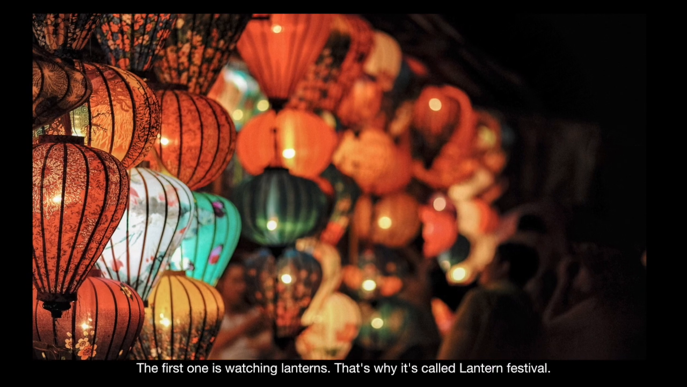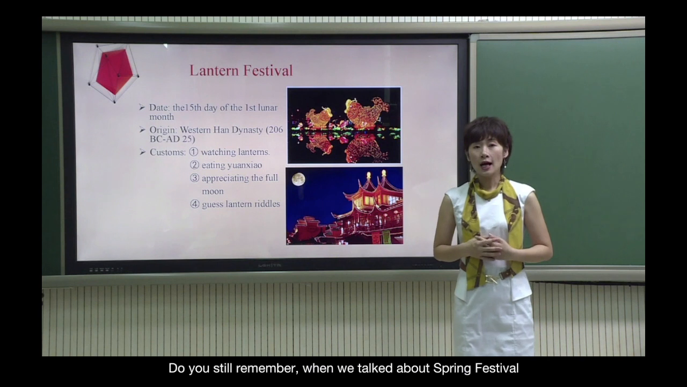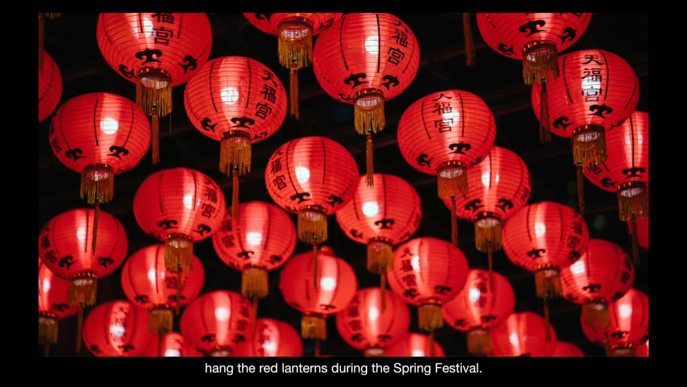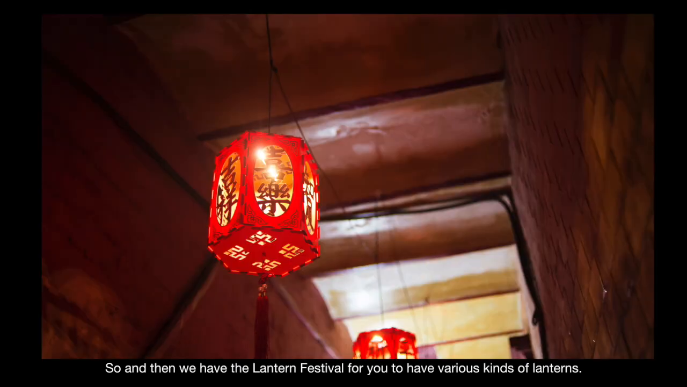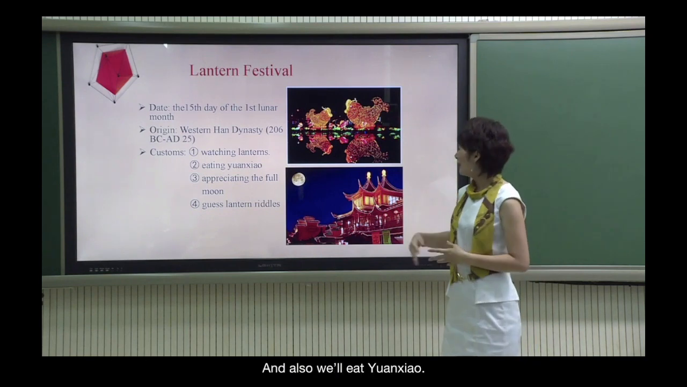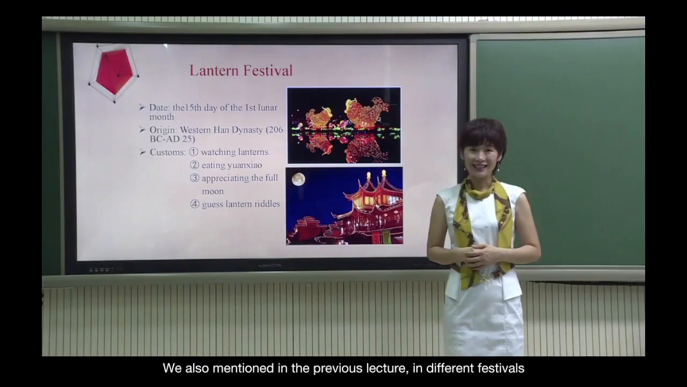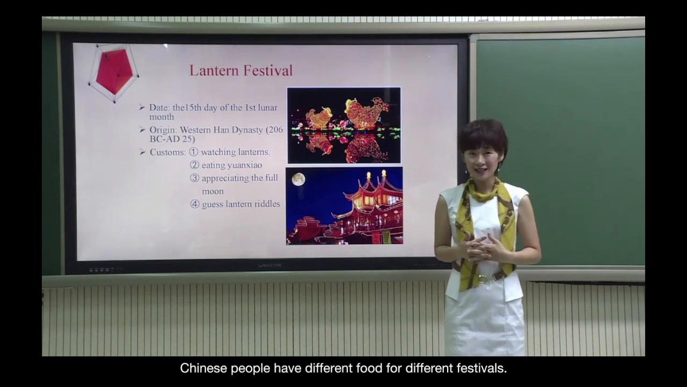The first one is watching lanterns. That's why it's called the Lantern Festival. Do you still remember when we talked about the Spring Festival, we mentioned that Chinese people like to hang the red lanterns during the Spring Festival. And then we have the Lantern Festival for you to have various kinds of lanterns. And also we'll eat 元宵. 元宵 is a kind of food. We also mentioned in the previous lecture, in different festivals, Chinese people have different food for different festivals.